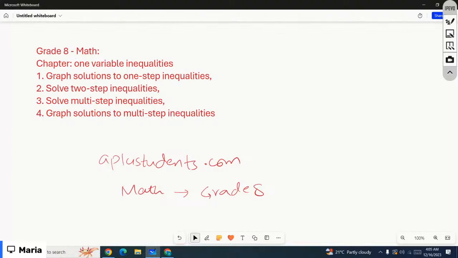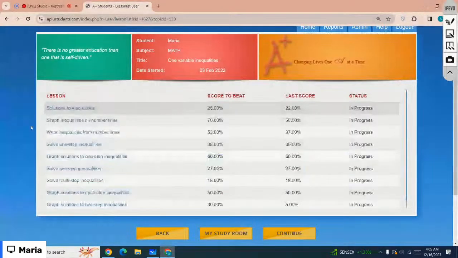We're going to start with chapter 1, variable inequalities, and the lessons we're going to cover from the chapter are graph solutions to one-step inequalities, solve two-step inequalities, solve multi-step inequalities, and graph solutions to multi-step inequalities, right? So let's just start with the first one, that is graph solutions to one-step inequalities. So we're going to learn how we graph inequalities, right?